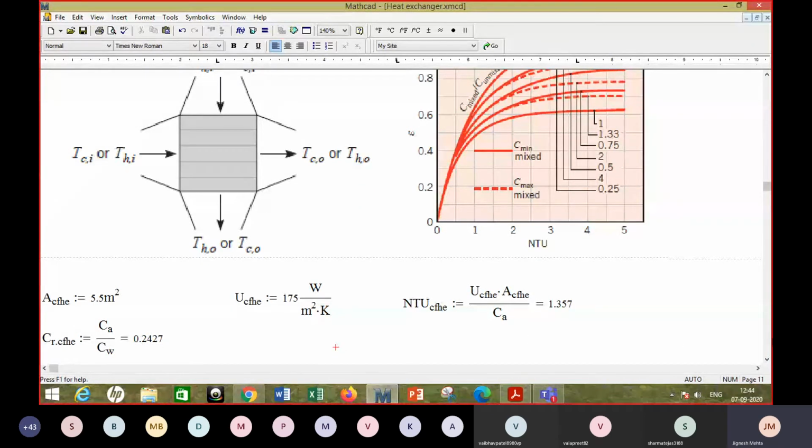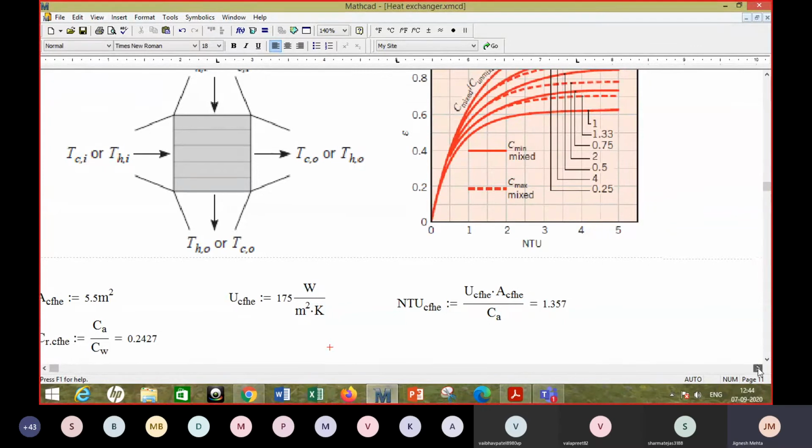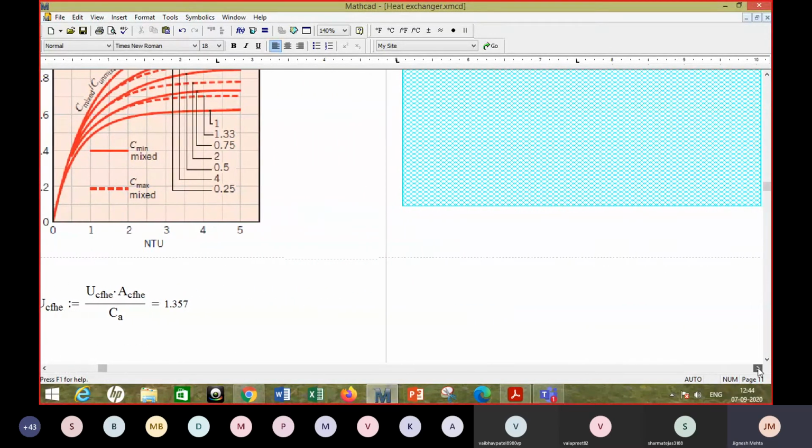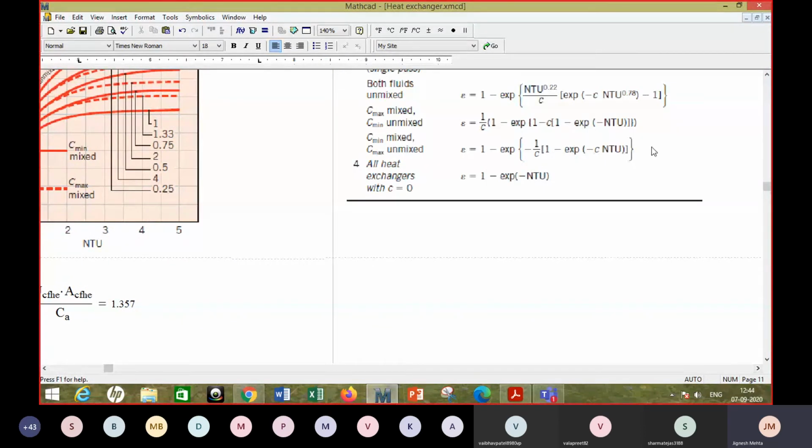So I should display the formula for you to be able to use that. So it's 1 minus, C minimum is mixed, so the third one will be used.